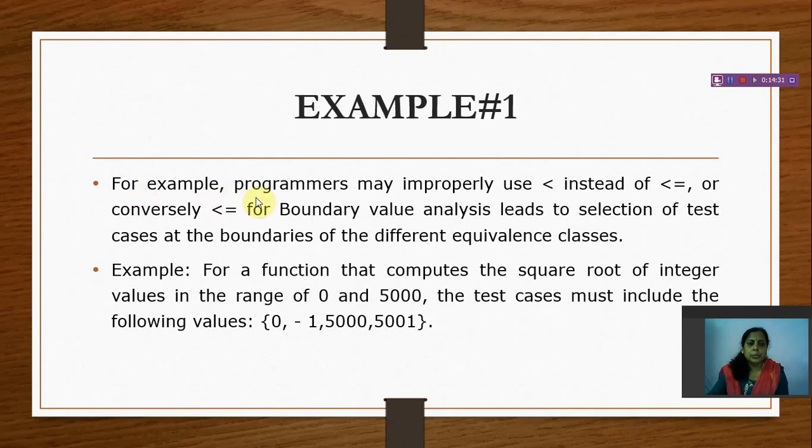So for example, programmers may improperly use less than instead of less than or equal to, or conversely less than or equal to, and boundary value analysis leads to selection of test cases at the boundary of the different equivalence classes. So to check the boundary value, we have to enter the input of less than the boundary and exactly at the boundary. Okay, this is an example of boundary value analysis.